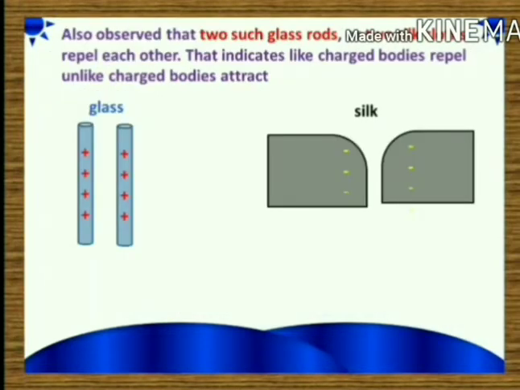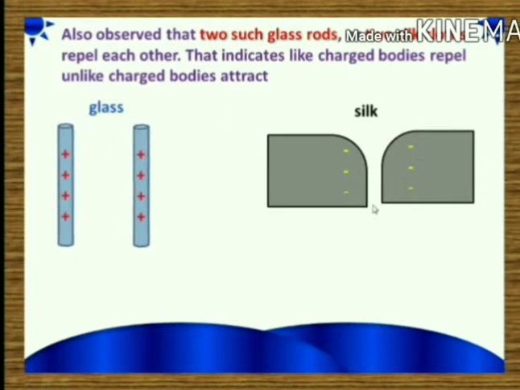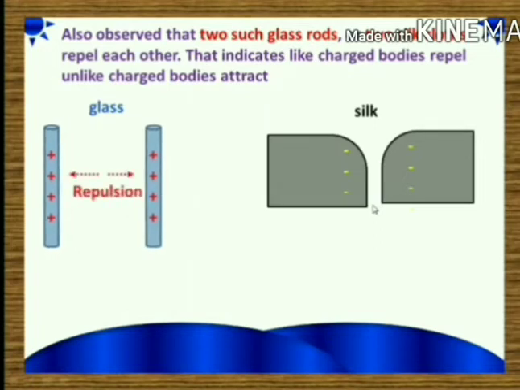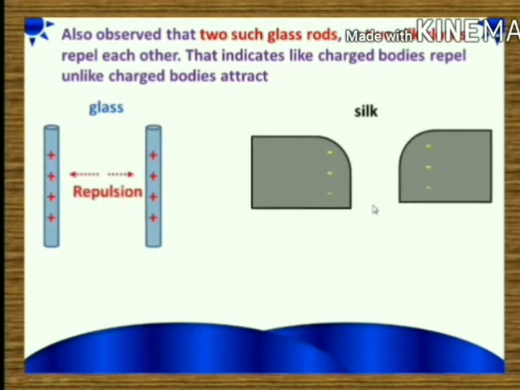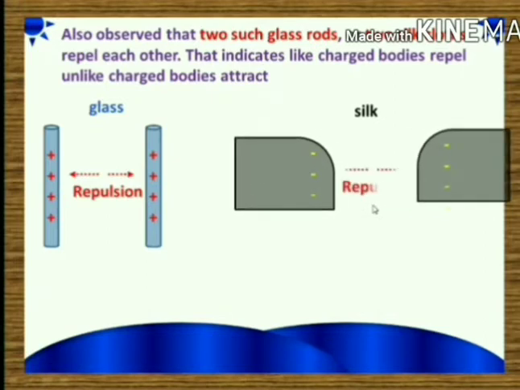Their observations also showed that when two such glass rods, after rubbing, or two silk cloths are brought close to each other, they repel each other. What they observed is that two glass rods move away from each other. And the same thing, when two silk cloths were brought close to each other, they moved away from each other.